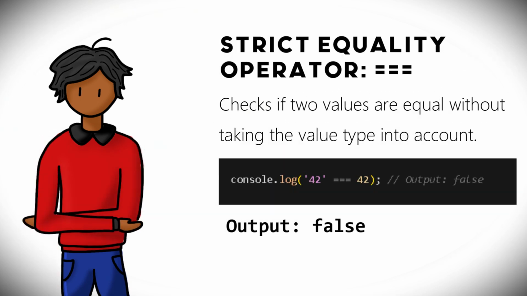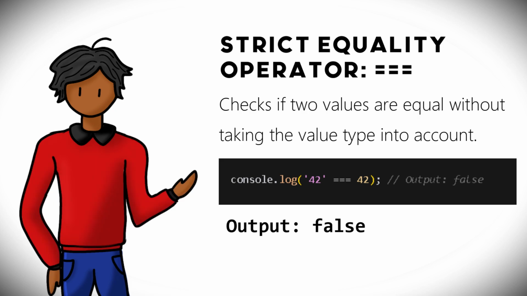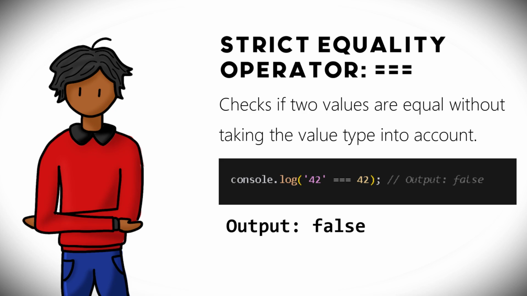But if you do want to take the value type into account, you can use the strict equality operator, which is 3 equal signs. It checks if two values are equal without the type conversion. For example, the comparison here fails because one is a string and the other is a number. Hence, it returns false.